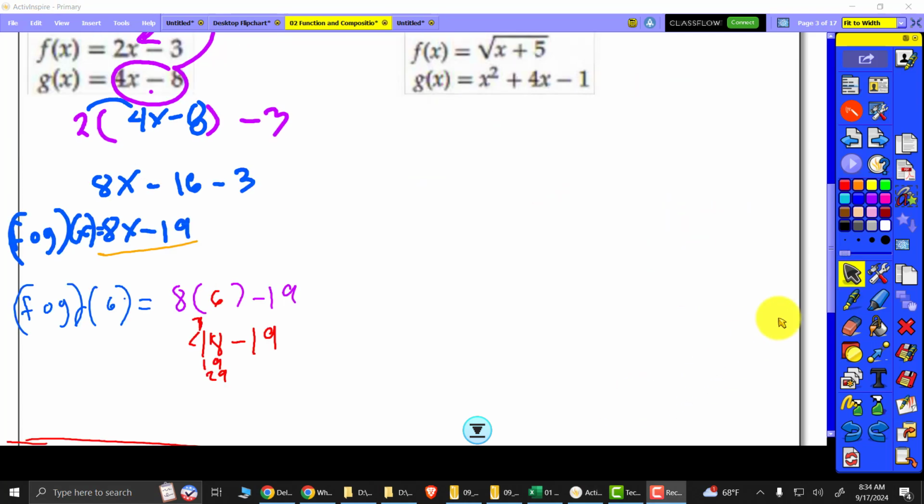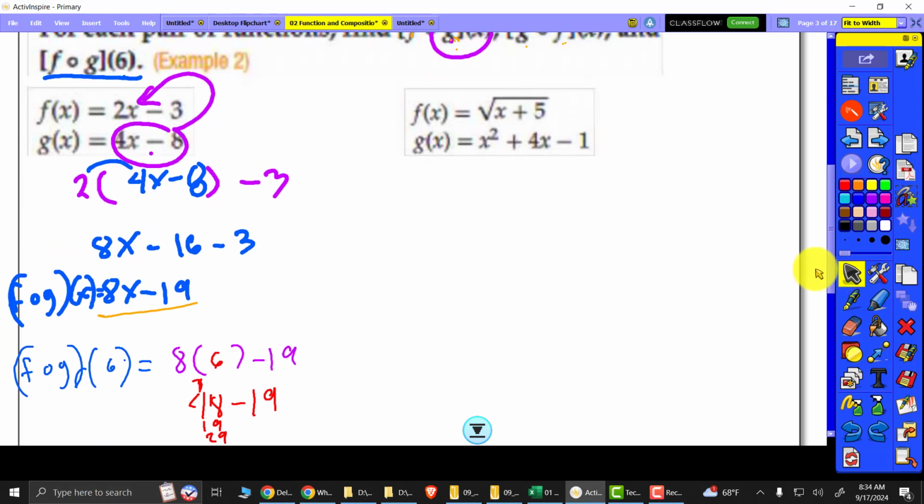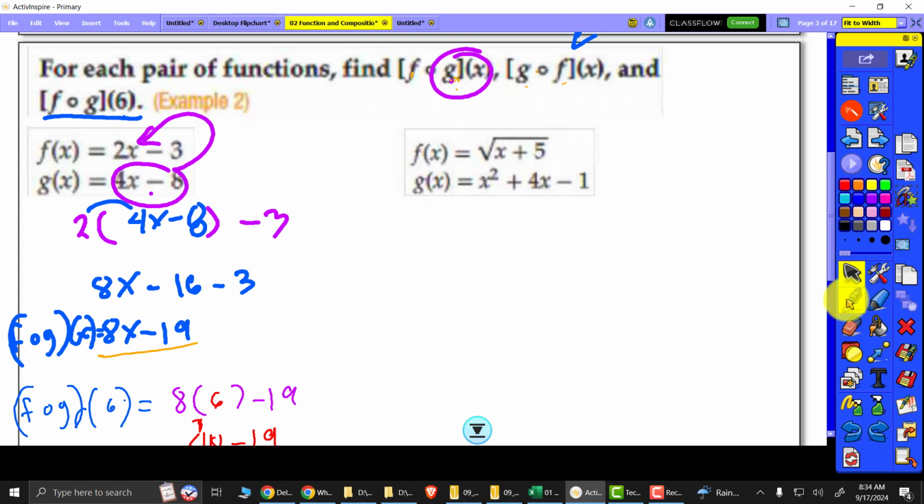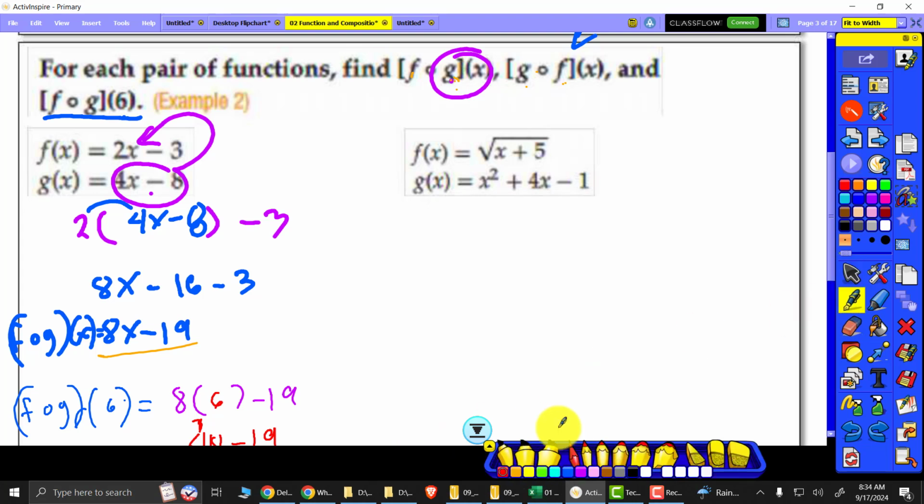All right, let's do the second one. This time we got a square root function. Let's start with f of g of x. So I'll do it this way. f of g of x means your g of x will go inside your f.